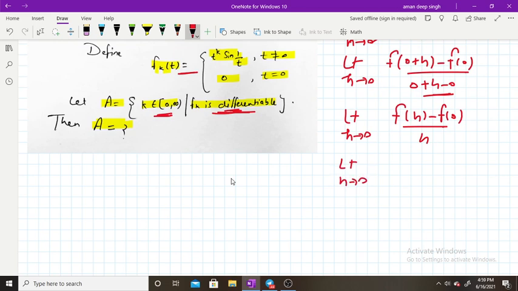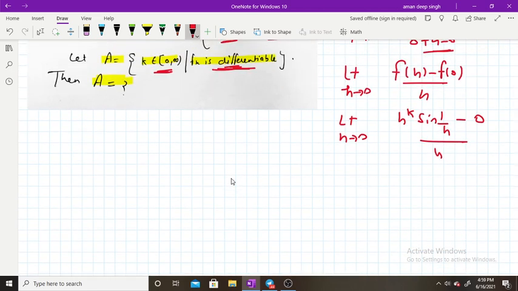So exactly this will be the limit as h approaches 0. What is the value of f(h)? It is h^k sine 1 upon h. And what is the value of f(0)? It is 0, upon h. So the limit as h approaches 0 becomes h^(k-1) sine 1 upon h. Now we are interested in finding for how many values of k this limit exists.